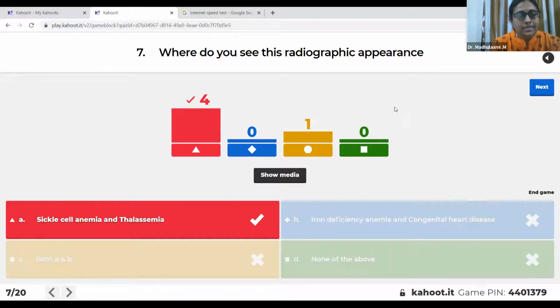One is right, sickle cell anemia and thalassemia. What you saw is the hair on end appearance. It's because the diploic spaces of the skull vault are expanded, because of the thickening of the trabeculae, and this gives a hair on end appearance. You see it mostly in sickle cell anemia and thalassemia. You might also see it in hereditary spherocytosis, in enzyme deficiency as in G6PD deficiency, and in a few cases of neuroblastoma. Okay. Scores.